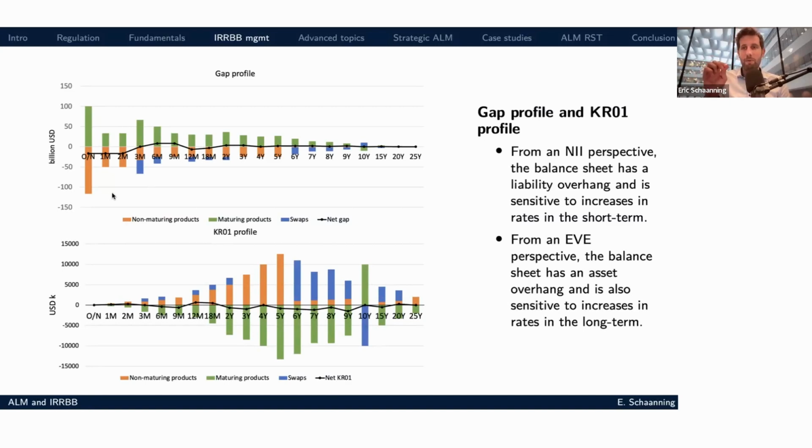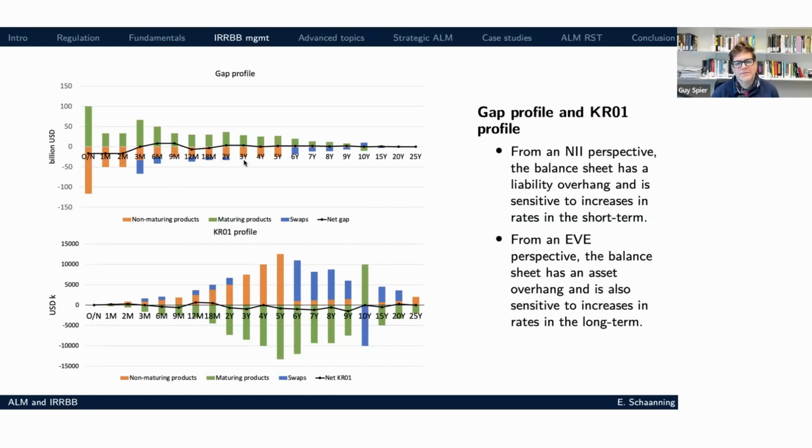The amount that you have to pay for your funding is more when assets and liabilities are equal. Then by virtue of simply having more liabilities repriced in the short term, your funding costs are going to go up proportionately more than your revenues on the assets. So this bank is sensitive to rate increases in the short term.